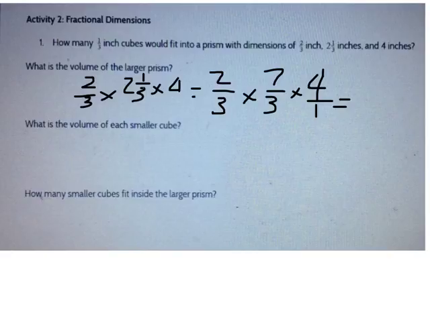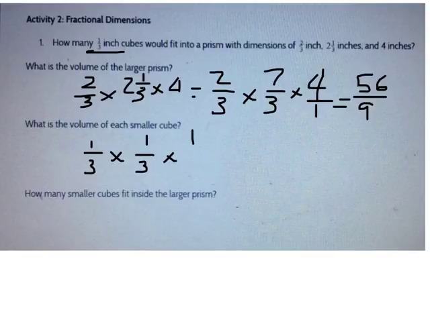Well, 2 times 7 is 14, times 4 is 56, over 9. 3 times 3 is 9, times 1 is 9. Now we need to find the volume of each smaller cube. It has a dimension of 1/3 inches, so to find the volume I need to multiply 1/3 times 1/3 times 1/3. What's the volume of each smaller cube?